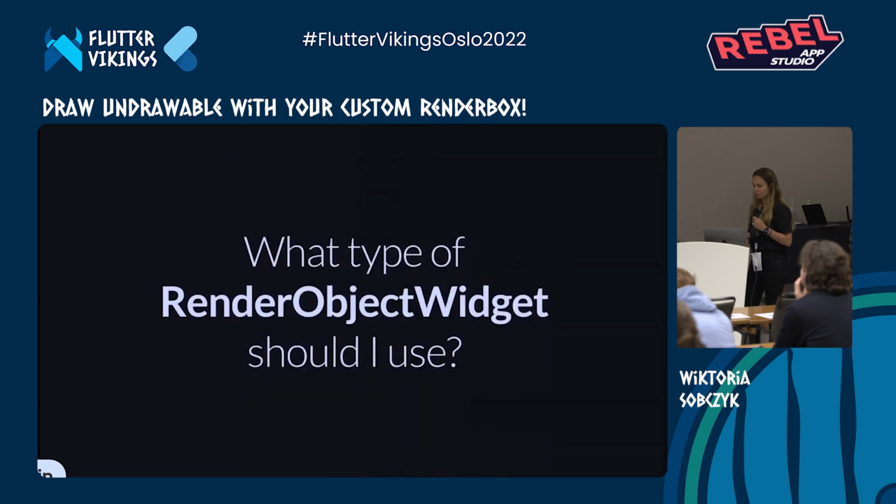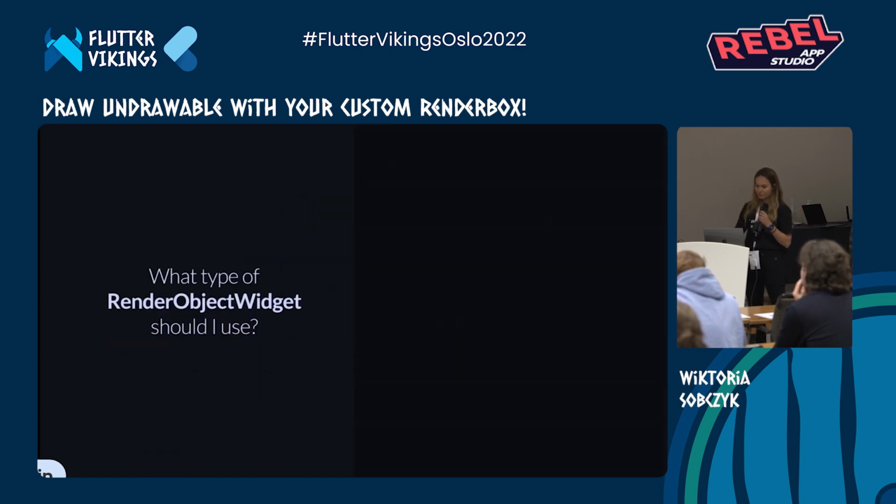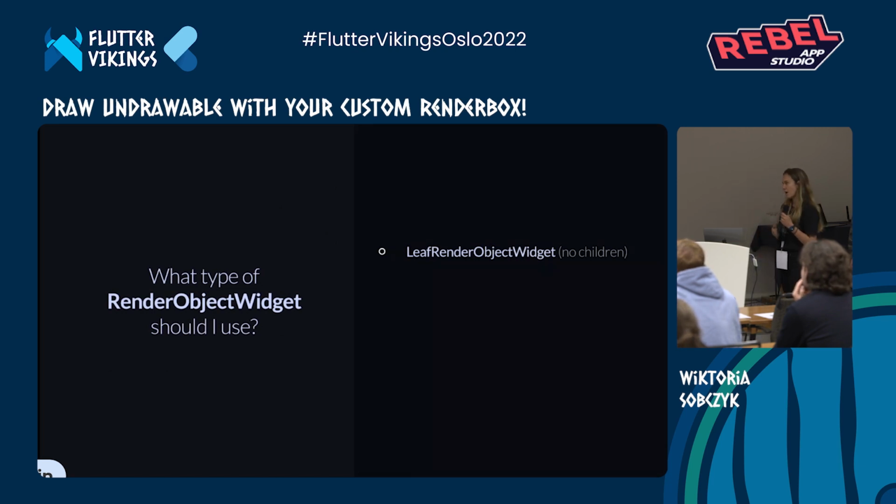So yeah, we have RenderObjectWidgets, which return our RenderBox and allow us to use our RenderBox as a widget. And as we can see, we have some types of RenderObjectWidget. Firstly, we have a leaf RenderObjectWidget that doesn't have any children, for example, Text and similar. And we have a multi-child RenderObjectWidget. This is the one with a list of children, for example, Row or Column.